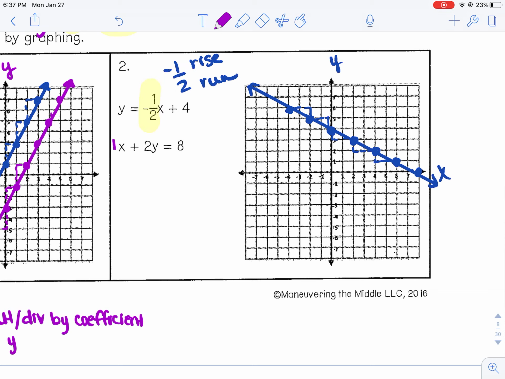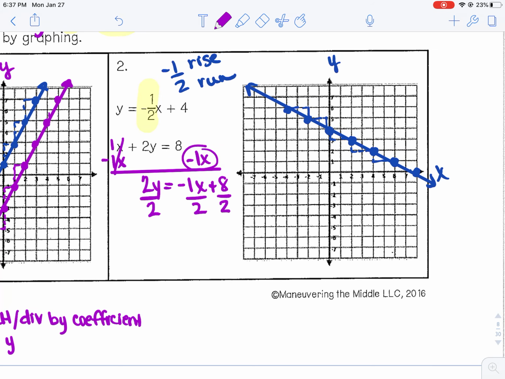Okay, so my first step is to move the x term to the other side of the equation. So I'm going to subtract 1x on each side. Okay, bring down the 2y. Remember, my x term is first, so bring over the -1x and add 8. Okay. Next step is to multiply or divide by the coefficient of y. So I'm going to divide everything by 2.